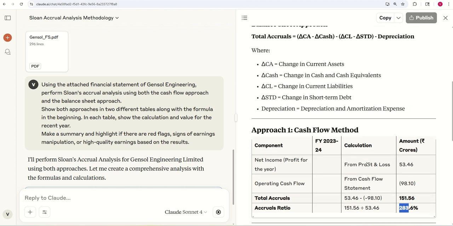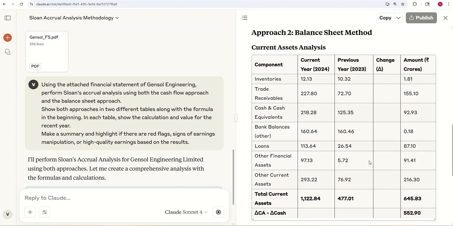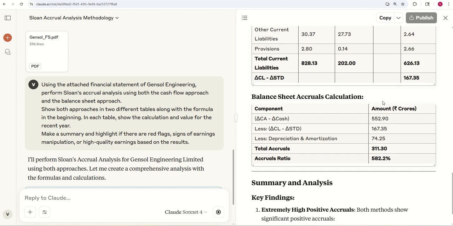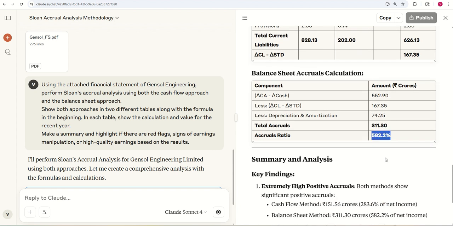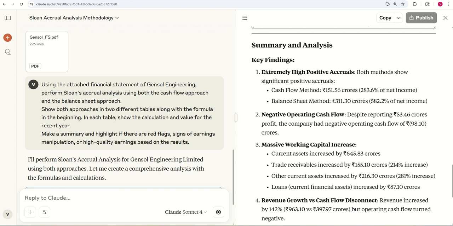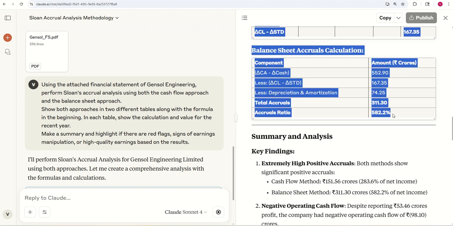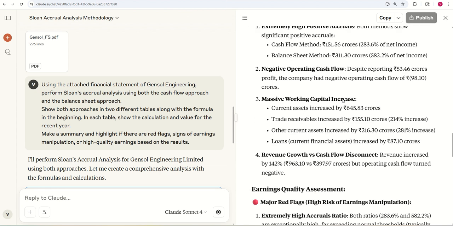That itself is a big negative sign. Then the balance sheet also shows almost five or six times accrual. The key finding is extremely high positive accruals. To put it in a very crude way, which is not right but for better understanding: for 100 rupees of cash really there in the company, the earnings reported are almost 582 rupees. It's a very, very crude way to compare.